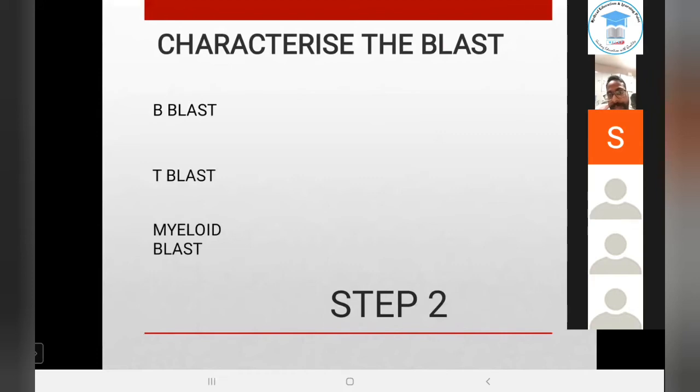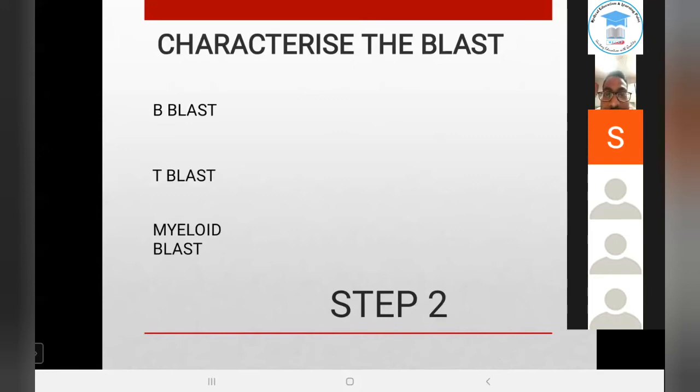Now these are the three most important categories: you have to identify the blast as B, as T, or as myeloid. Can you see it on morphology? Yes, ma'am, you can see on morphology. You can predict, okay, but you can never be sure.